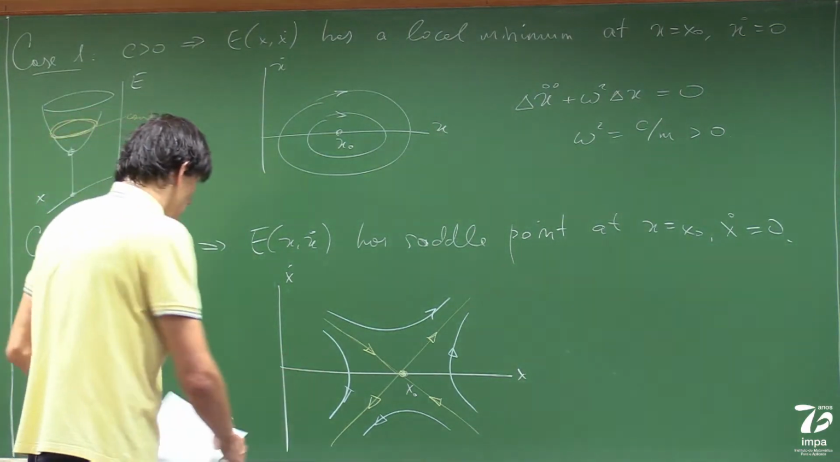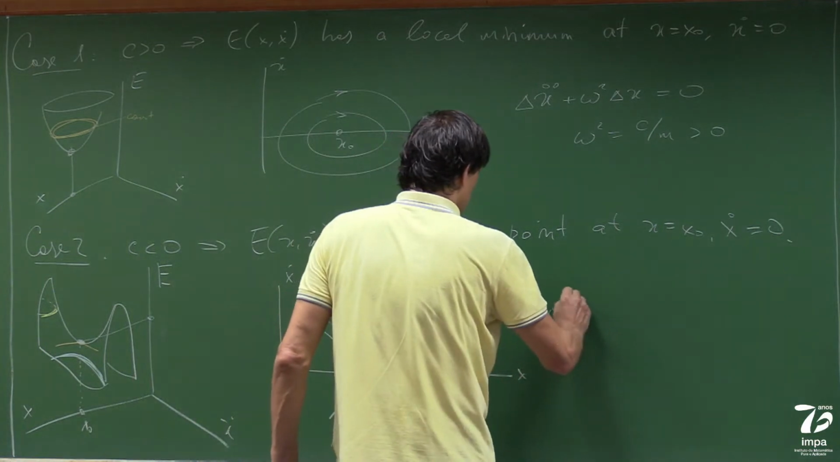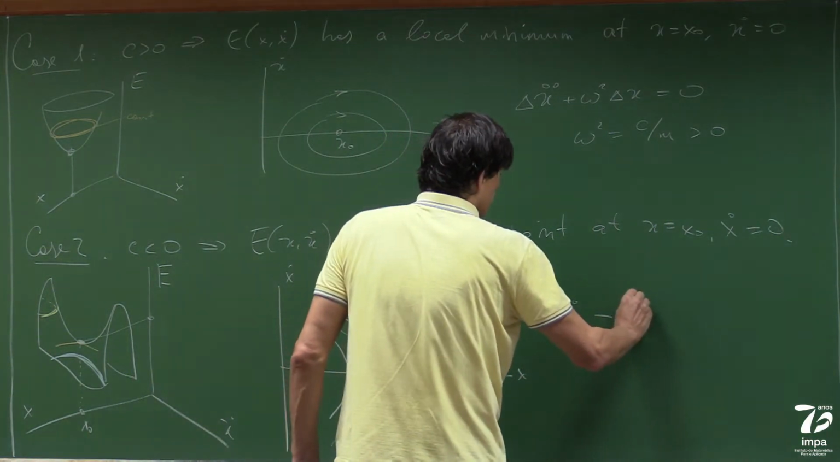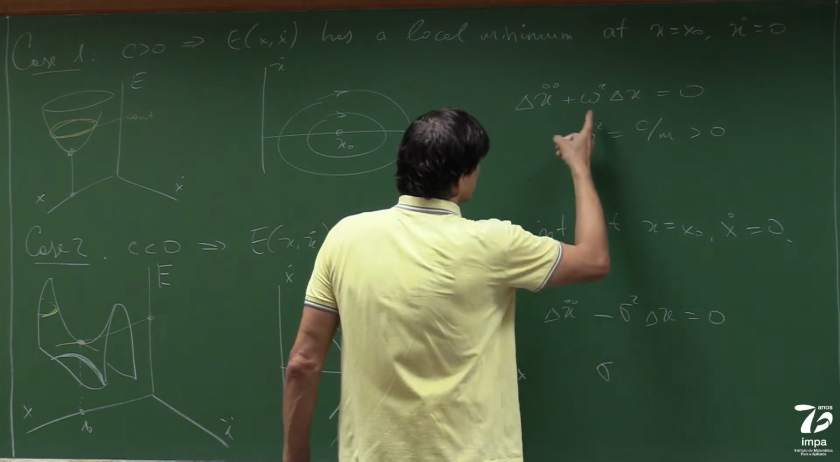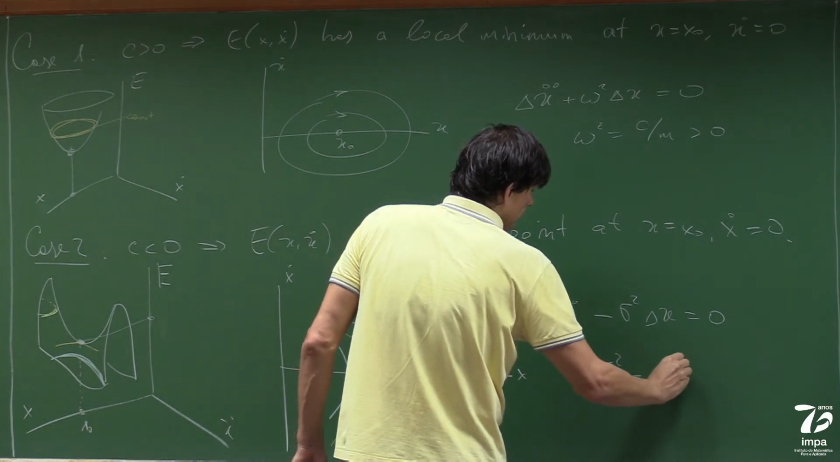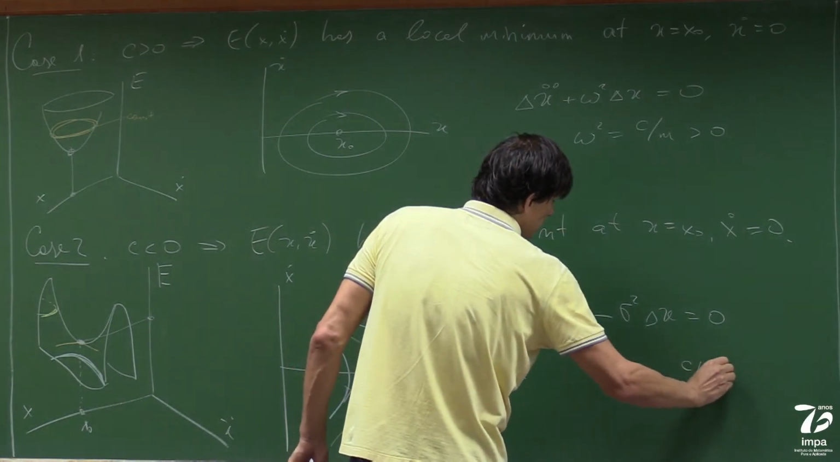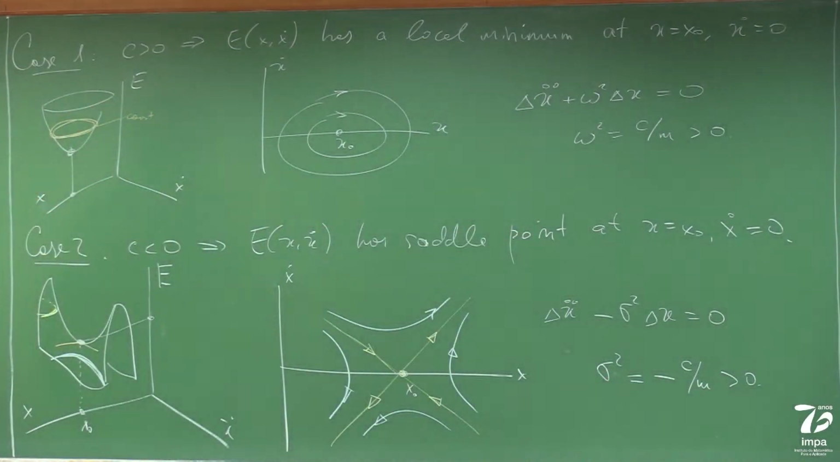This is the saddle point, and the local equation describing this situation was just changing the sign. So sigma squared was minus C over M, which is positive, because C is negative. So those were the two situations we considered last time.